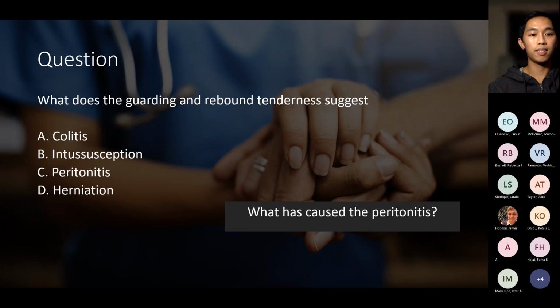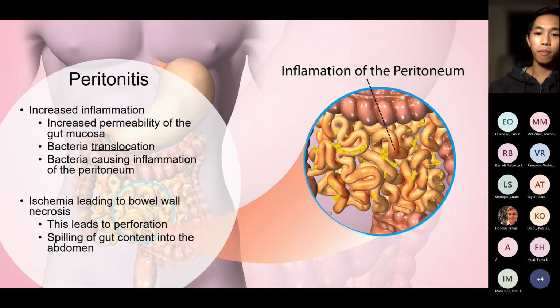Yep, so peritonitis. So he's now developed peritonitis. What do you think has caused this peritonitis? Yep, perforation. So in terms of bowel obstruction, peritonitis can occur due to one or two or both pathologies. So perforation is one of them.